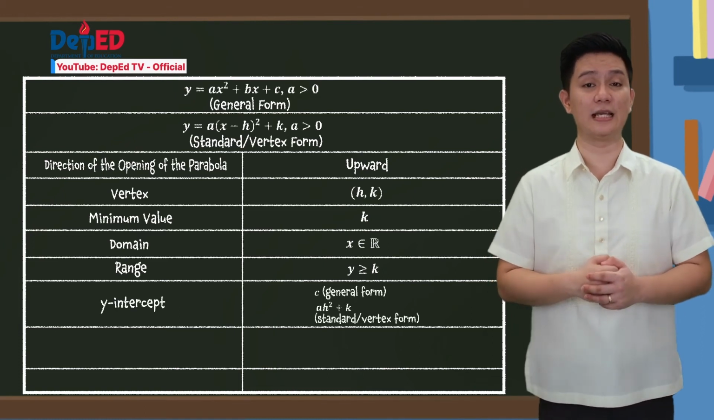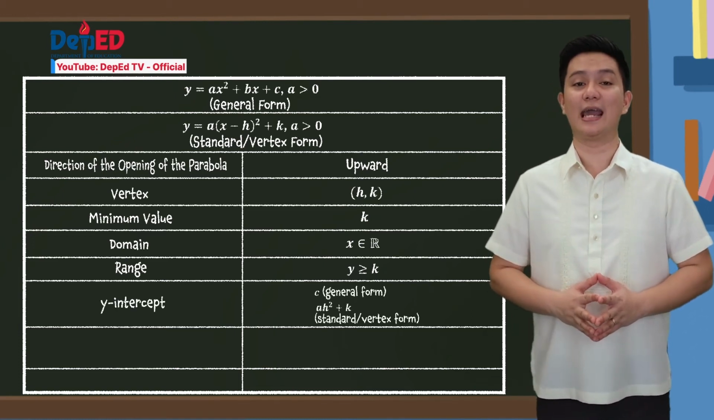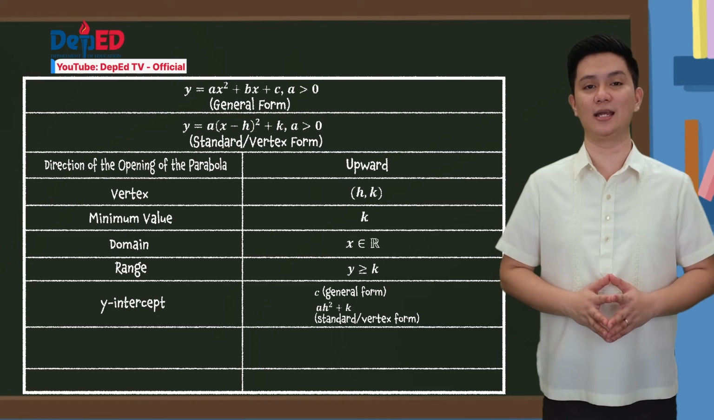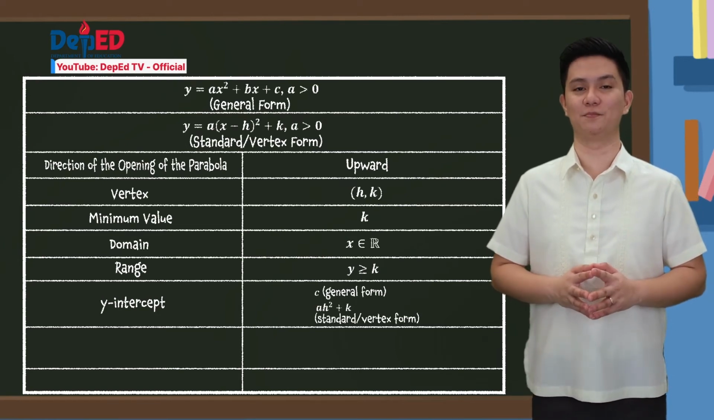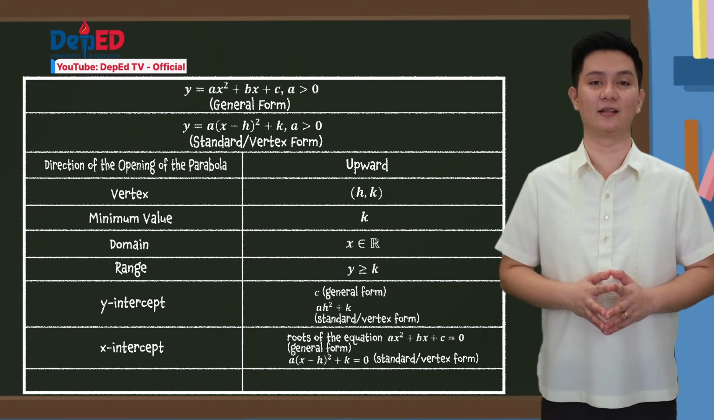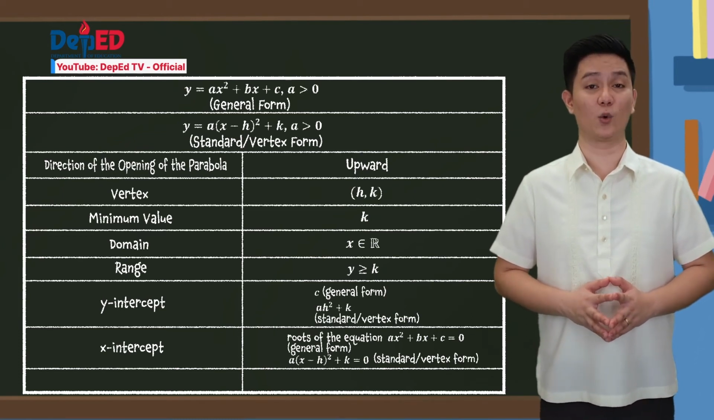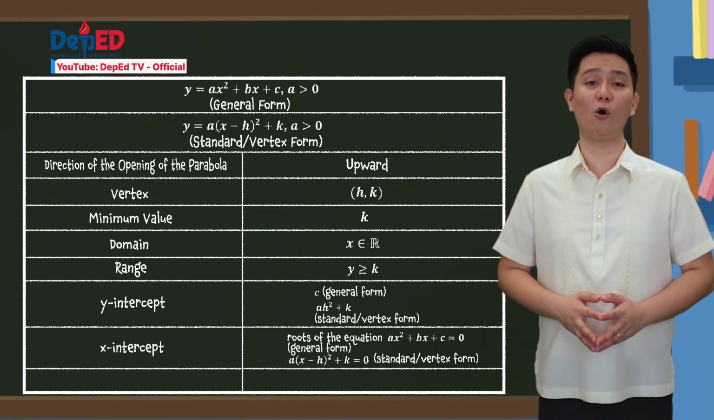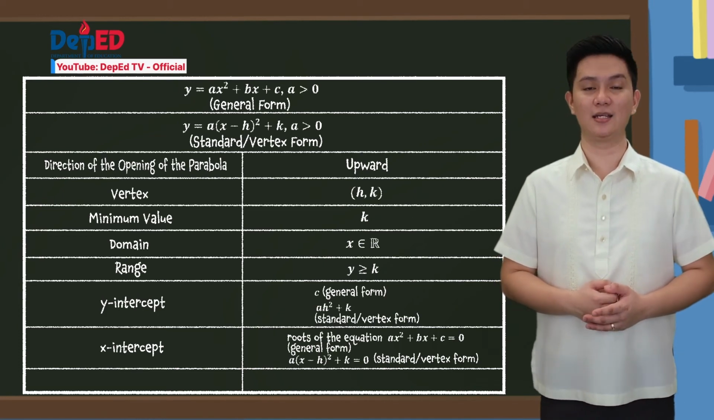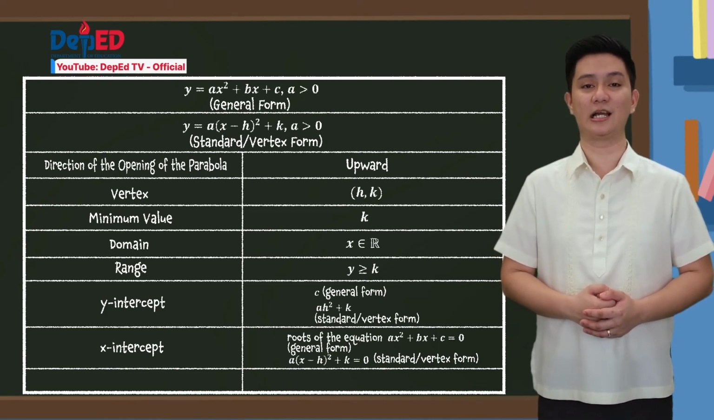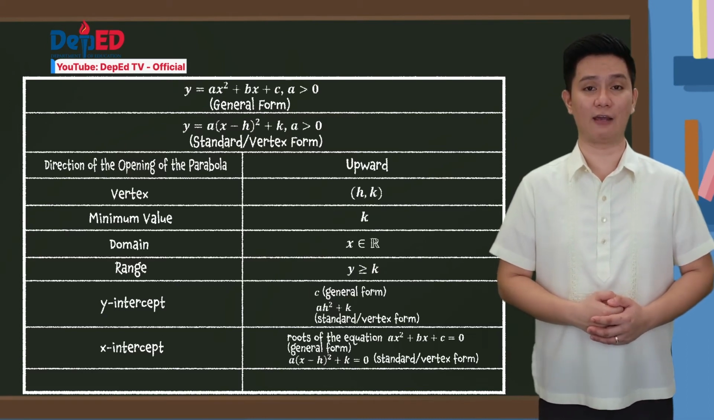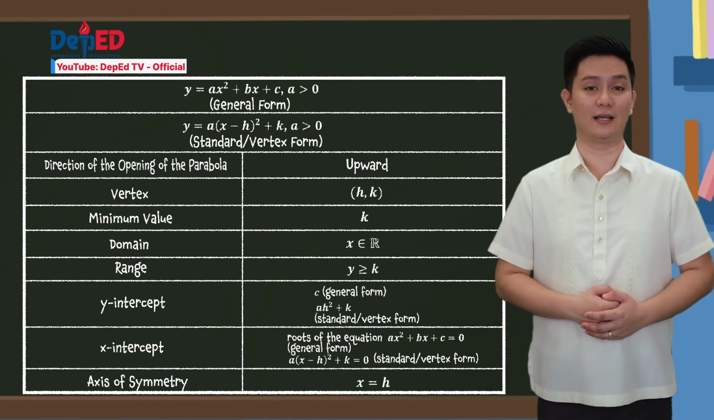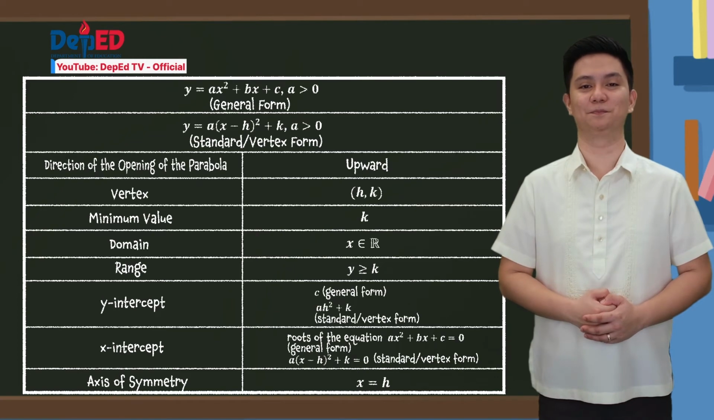The y-intercept is equal to the value of the coefficient c in the general form, while it is equal to the value of ah squared plus k if we are going to base it on the vertex form. The x-intercepts are obtained by solving the equation ax squared plus bx plus c equals 0 derived from the general form, or by solving the equation a times the square of the binomial (x minus h) plus k equals 0 that is derived from the vertex form. And lastly, the axis of symmetry is described by the equation x equals h.